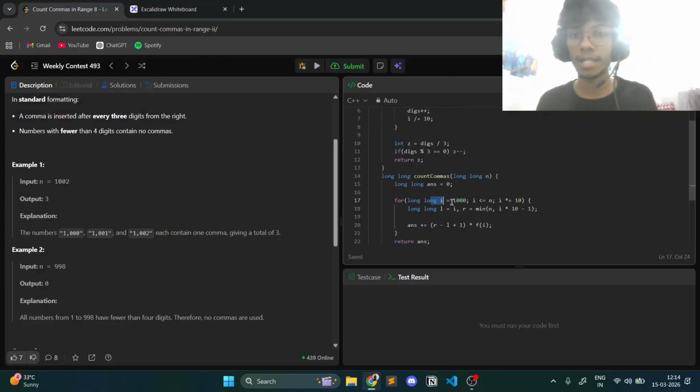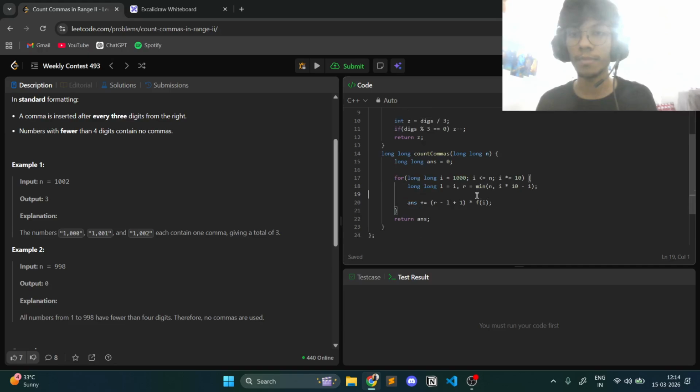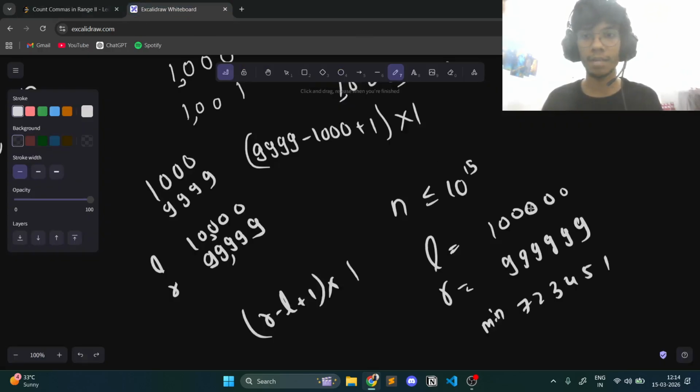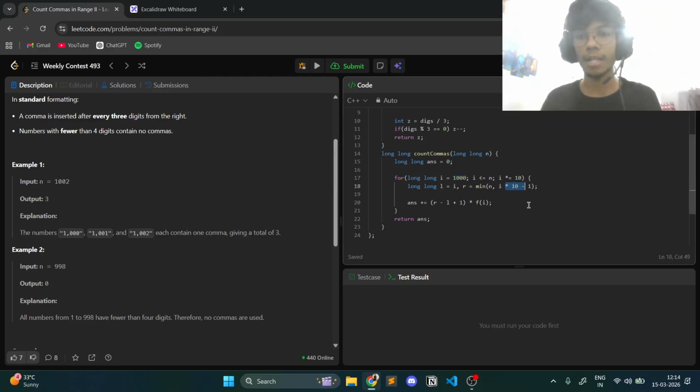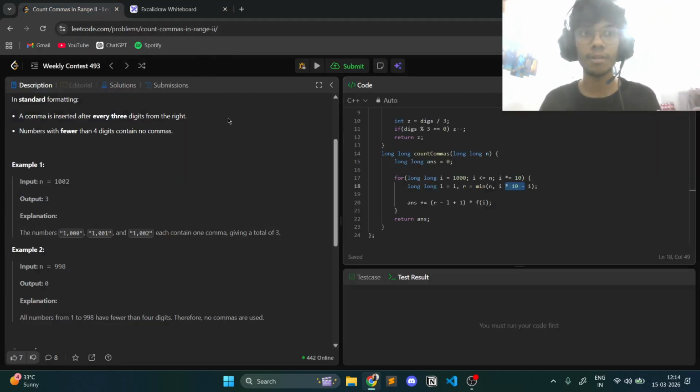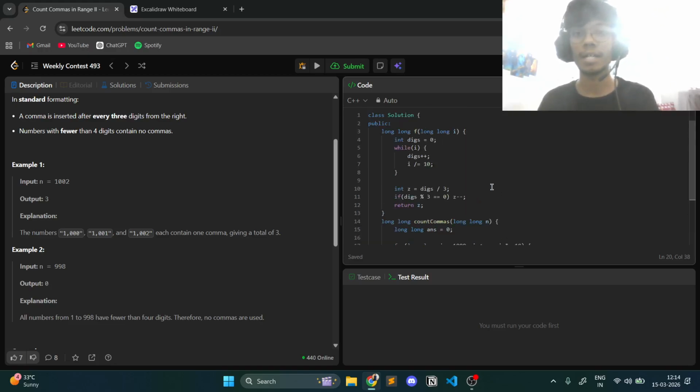I'm iterating over the ranges from 1000 all the way up to N. My L is the starting point of this particular range, and my R is L into 10 minus 1, which I am doing over here, taken minimum with N. In case we exceed N, I take the minimum, I calculate the total number of elements, and this f of i gives the total number of digits that it could have. So essentially you can write the same function to calculate the digits, but I used something else.